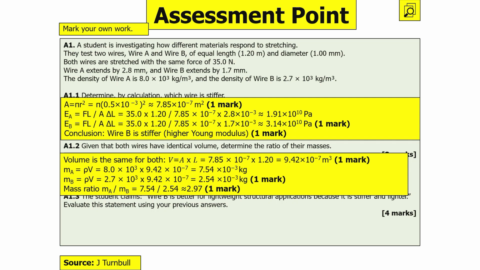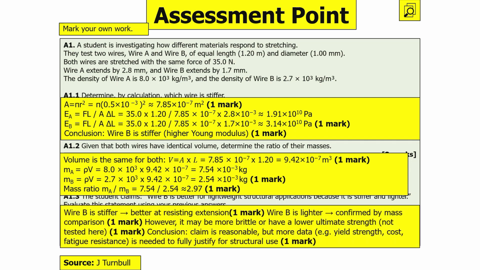So our ratio is the two numbers divided by each other, which is 2.97. Now wire B is stiffer, so it'll be better at resisting extension. And wire B is lighter, which is confirmed by the mass comparison. But it may be more brittle or have a lower ultimate tensile strength, which we don't know. So the claim made is reasonable, but more data is needed to fully justify its use for structural uses.